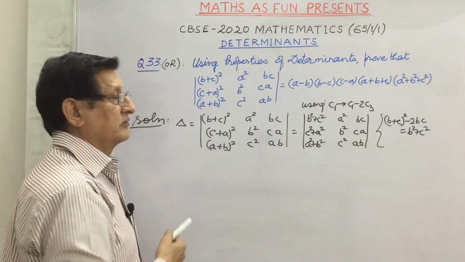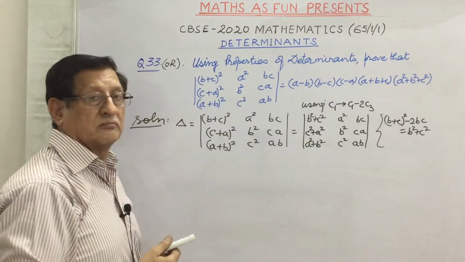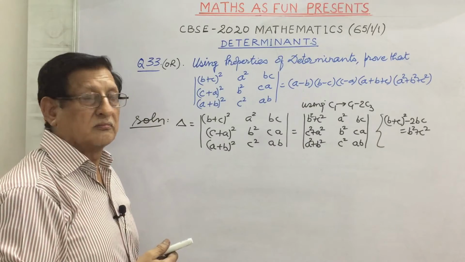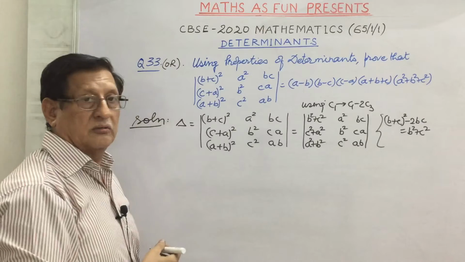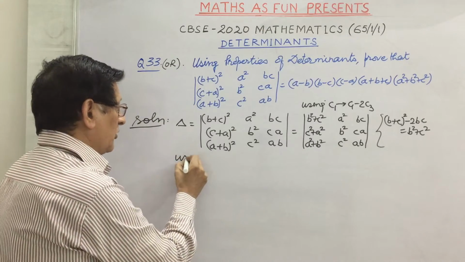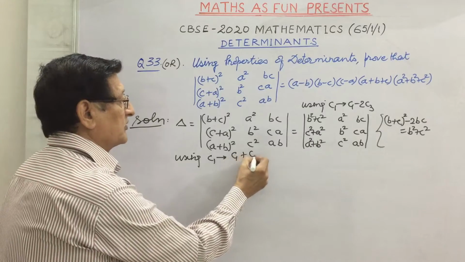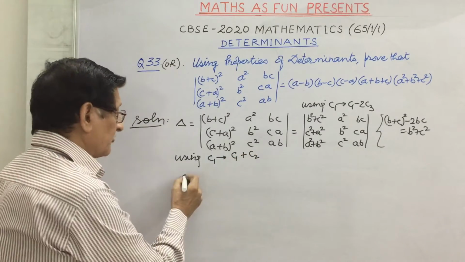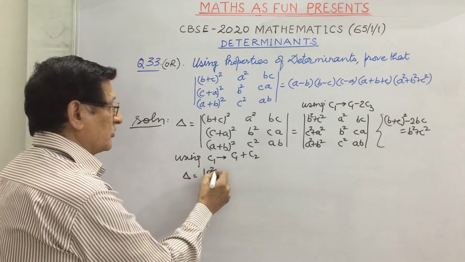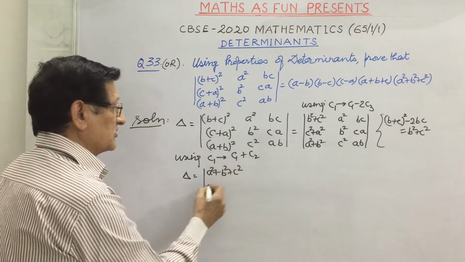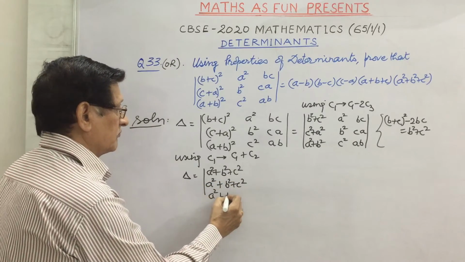Now what we find? We find if we add these two columns, they will be all three equal. So we will be using the property in C1, that is C1 plus C2. Then what will be delta? We are going to get delta is a square plus b square plus c square. All the three elements in column 1 will be same.